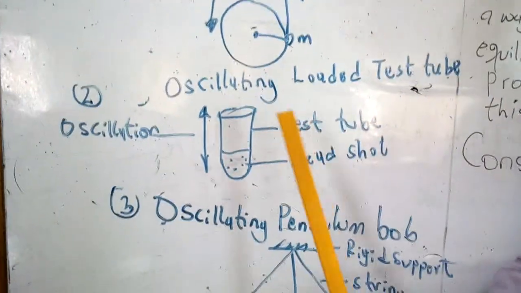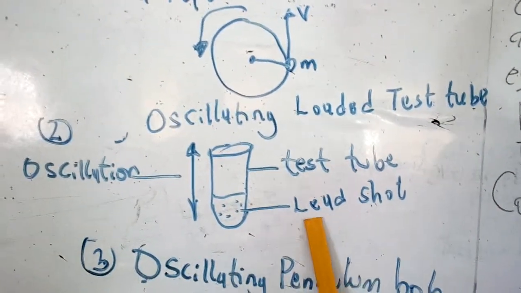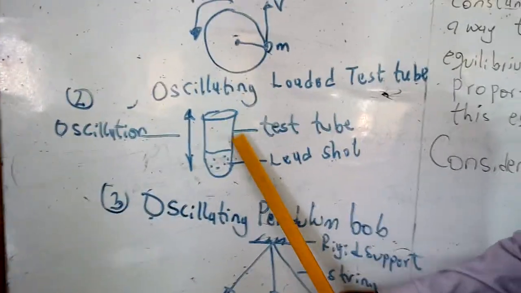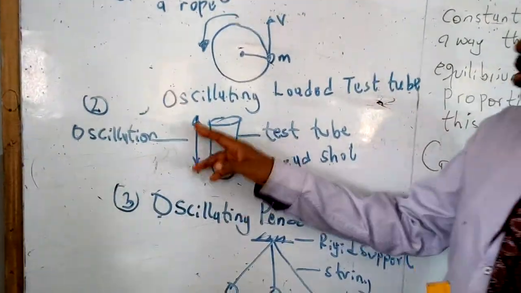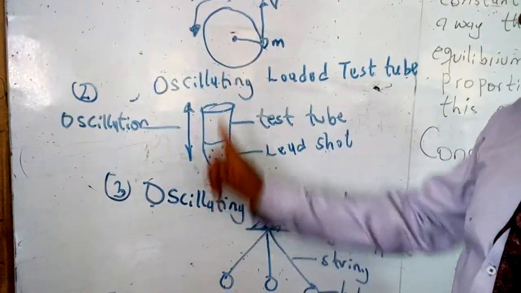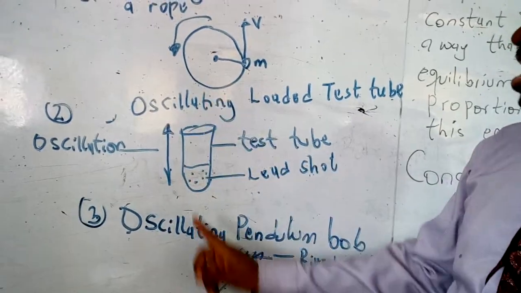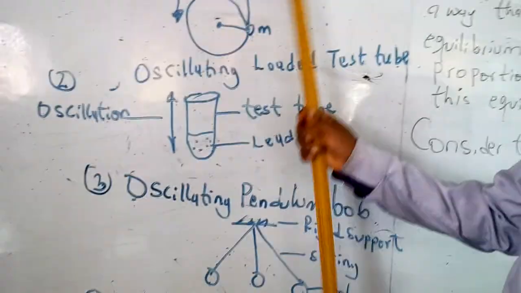Another example is the oscillating loaded test tube. When you load a test tube with lead shot and you place the test tube vertically in water and you compress it, you observe that the test tube will be moving up and down. That type of motion is oscillatory. We say it is vibratory, and it's an example of simple harmonic motion.